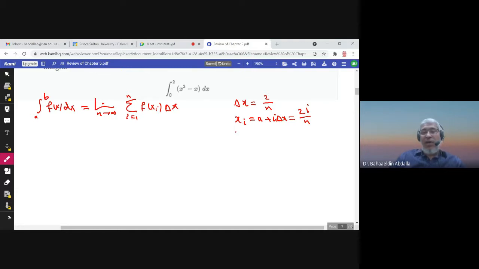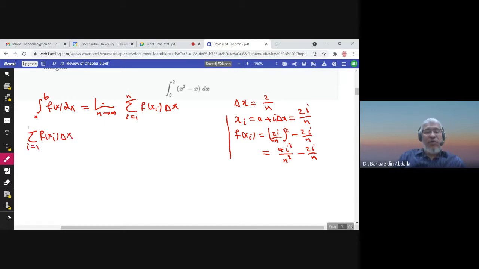Now f of xi. This is the function, so this is xi, so it would be (2i over n) squared, x squared, minus x, minus 2i over n. So it is 4i squared over n squared minus 2i over n. This is f of xi. Now let us find the summation of f of xi times delta x from 1 to n.